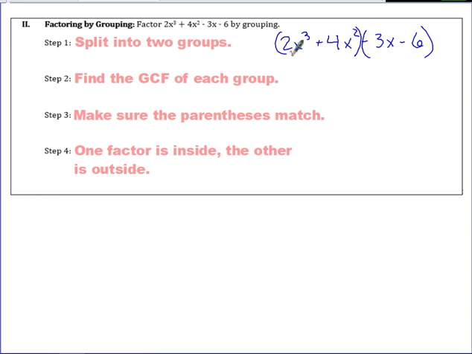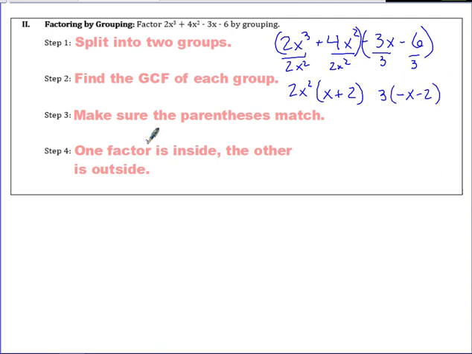So the greatest common factor here between 2x cubed and 4x squared is going to be 2x squared. That's what they both have in common. All right, so if I factor that out, 2x squared goes on the outside, and then I would be left with just x here, and then plus 2. All right, the greatest common factor between negative 3x and negative 6 would be 3. So I would have 3 here, and then I would be left with negative x minus 2.